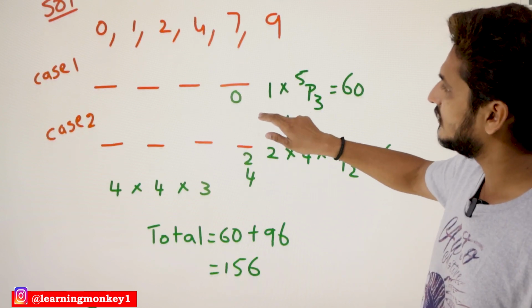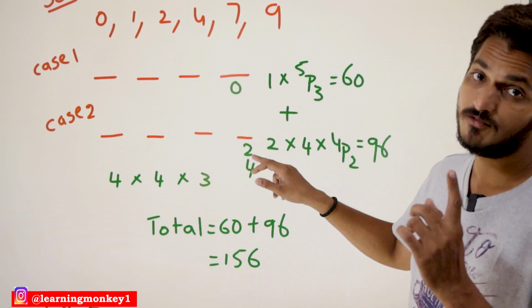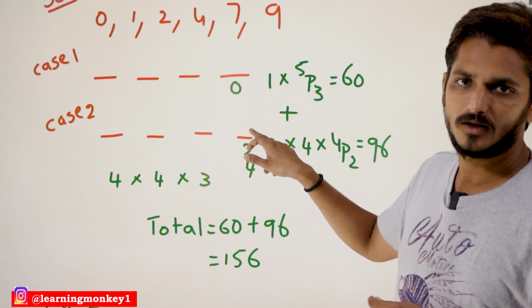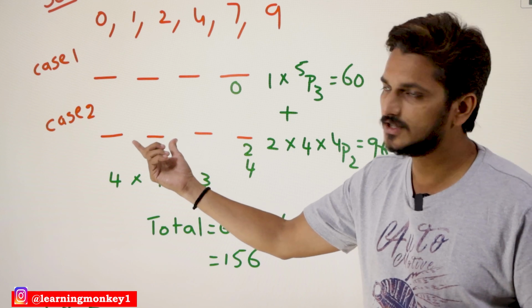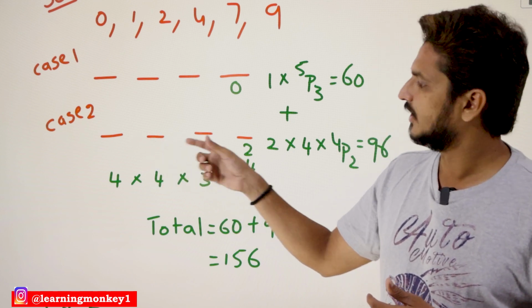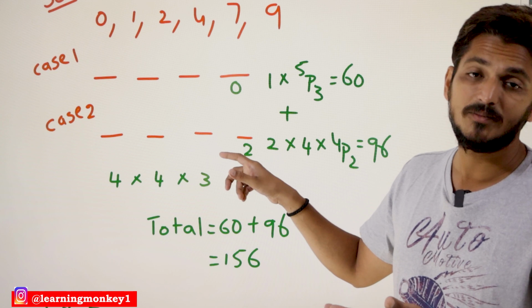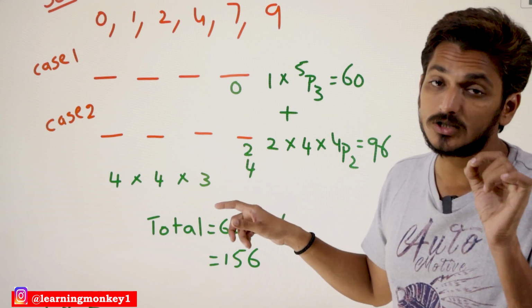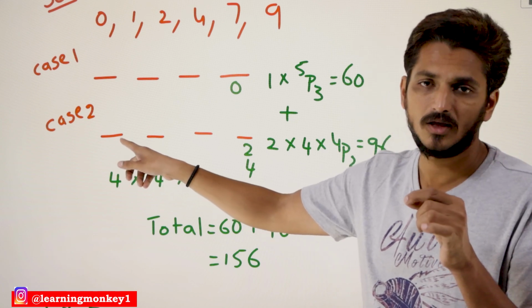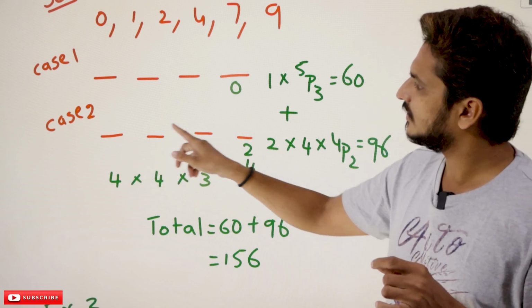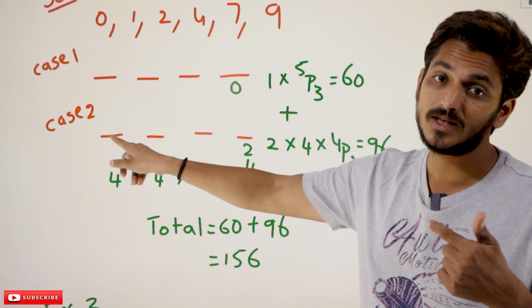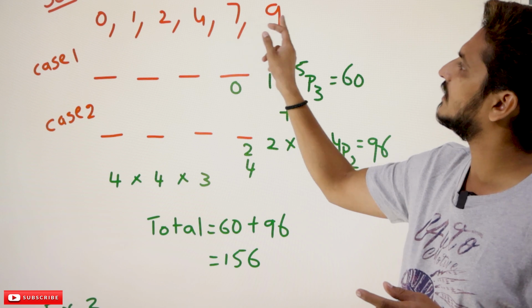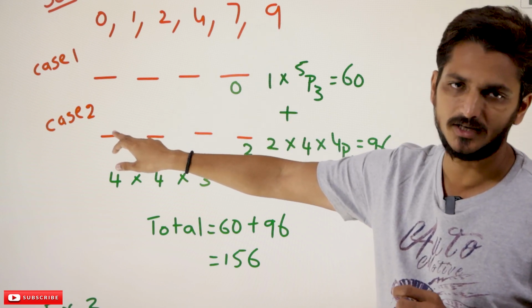Similarly, the second case is if you place 2 or 4 here, any one element. Assume that you place 2 here. How many ways can you fill these 3 positions? Total 5 elements are there, but you are not supposed to place 0 here. If you place 2 here, how many remaining elements? 2, 0. If you remove this, 1, 4, 7, 9. These are the elements you can place here.